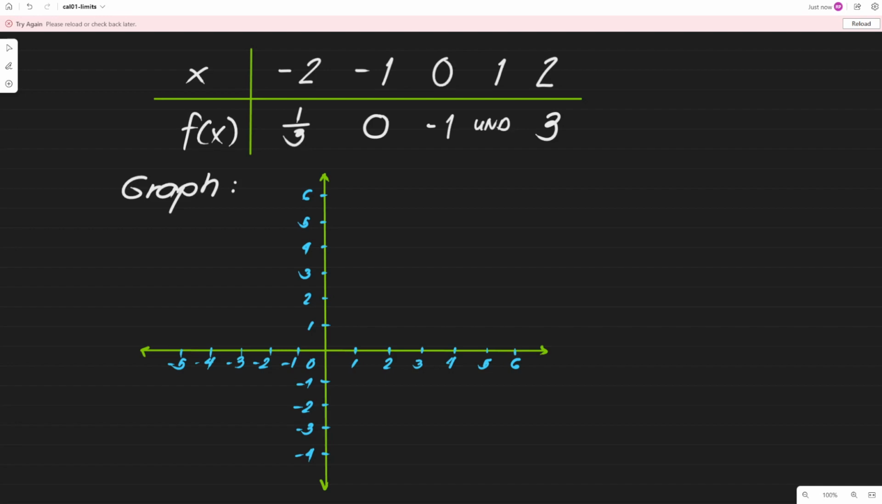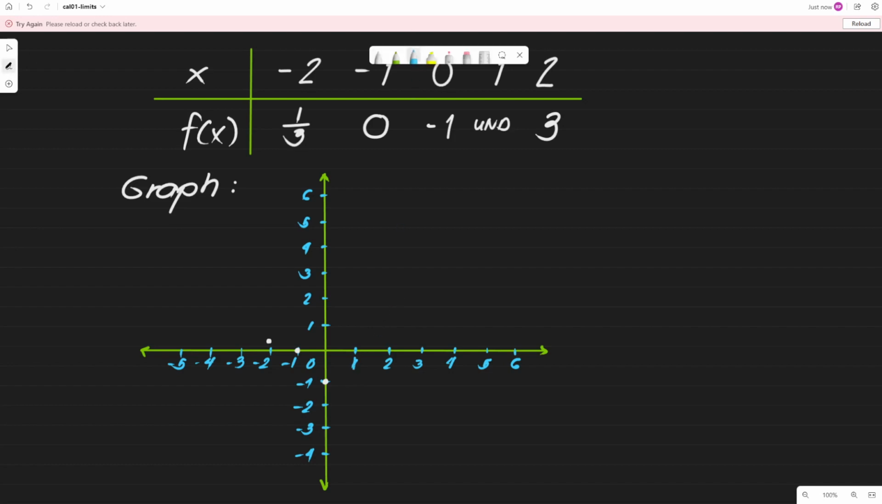So let's have it here. We have x is negative 2. So this is negative 2, 1/3, somewhere here. This is our first point. Then we have negative 1. For x equal to negative 1, the value of f of x is 0, so it is here. When the value of x is 0, the value of f of x is negative 1. So it is here. Then for 1, it is undefined, so we put a marker, like a broken line.